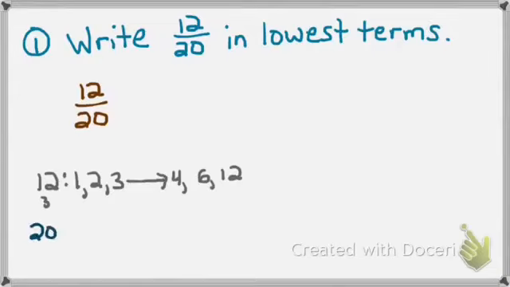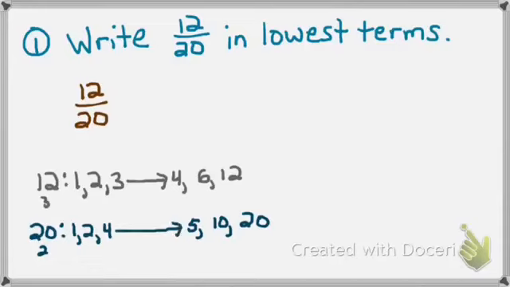My denominator is 20, and my factors are 1, and its partner 20. Does 2 work? It has to. It's an even number. 0 is an even number, so 2 times what? 2's partner is 10. Does 3 work? Well, 2 plus 0 is 2. Nope, 3 is not going to work. Does 4 work? 4, 8, 12, 16, 20. Yes, 4 does work. 4's partner is 5. Does 5 work? Oh, it's there. So I'm done. I now have the factors of 12 and 20.